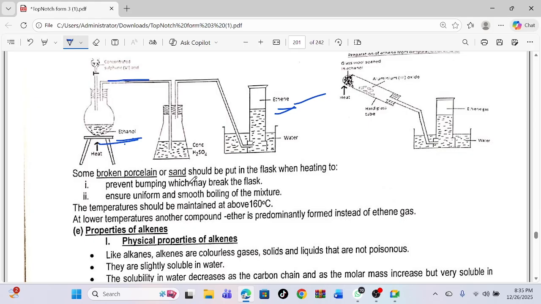So hapa wanatumia sometimes broken porcelain pot or sand. Kwa sababu gani? Number 1, inafanya kazi mbili. To prevent bumping which may break the flask. Also is to ensure uniform or smooth boiling. So inafanya hiyo kazi mbili.